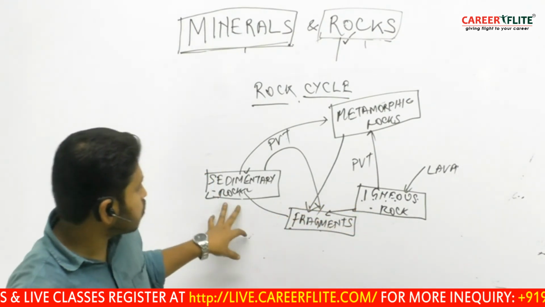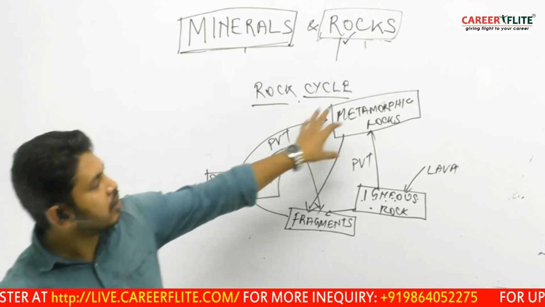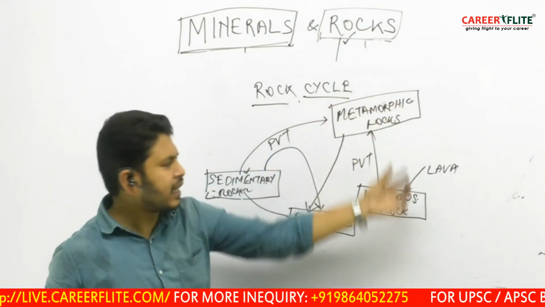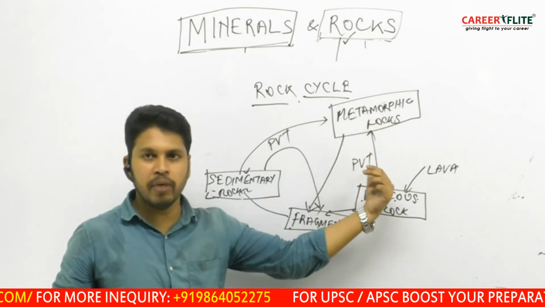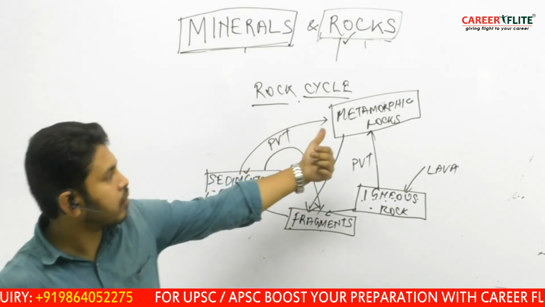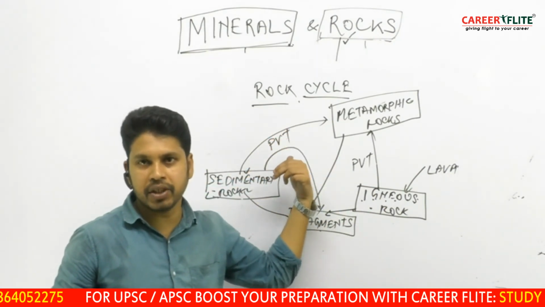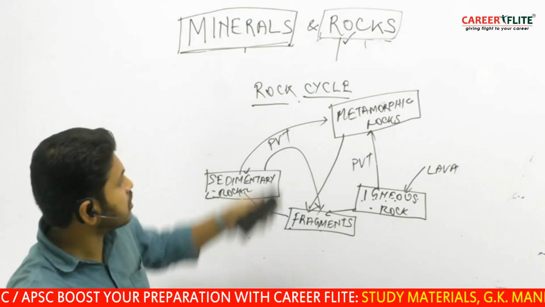When these rocks get converted because of change in the PVT, pressure, volume, and temperature, they will get transformed into metamorphic rocks. So igneous rock can form metamorphic rocks through the changes in pressure, volume, and temperature. Again, the sedimentary rocks can form metamorphic rocks through the changes in pressure, volume, and temperature. So this is how metamorphic rocks are formed.